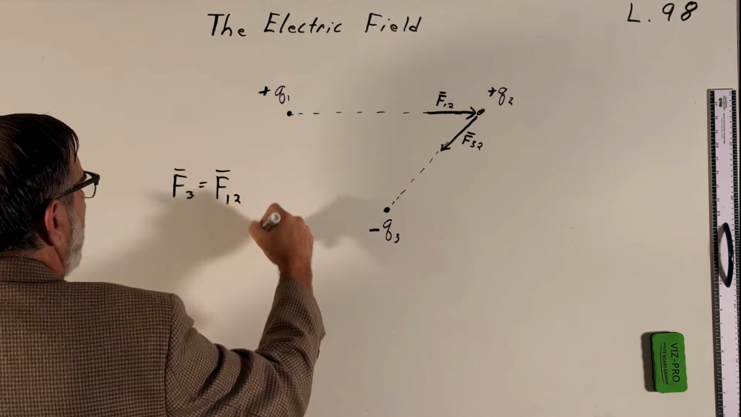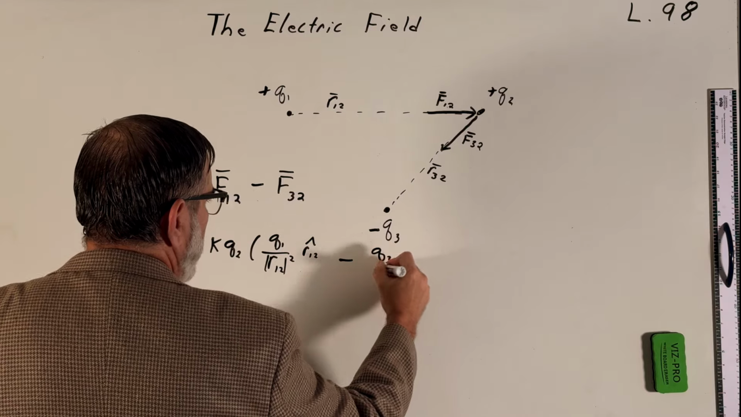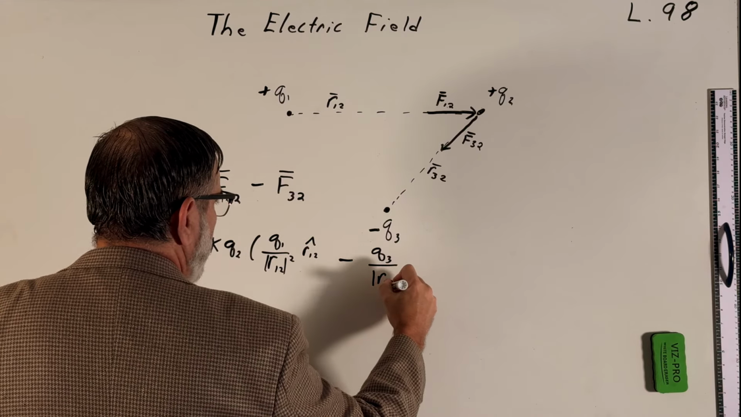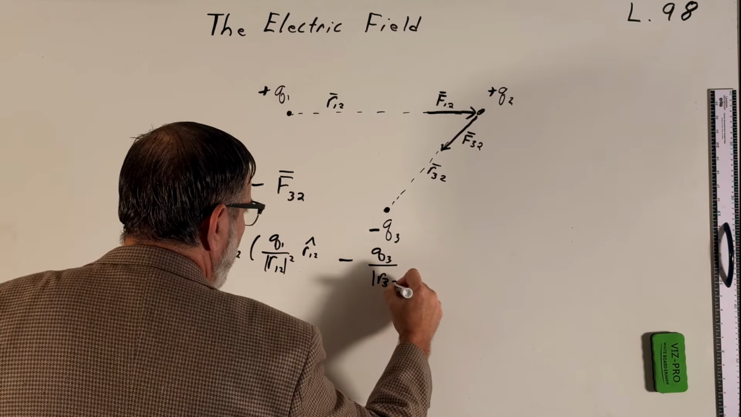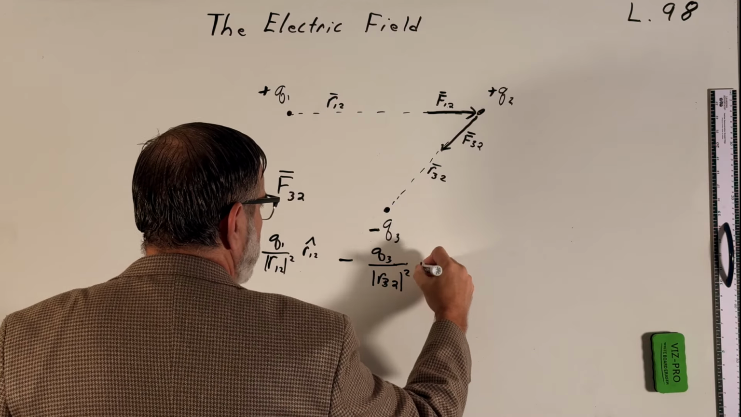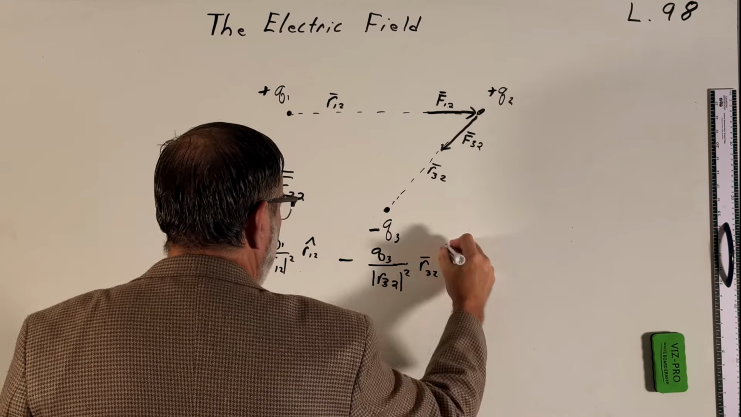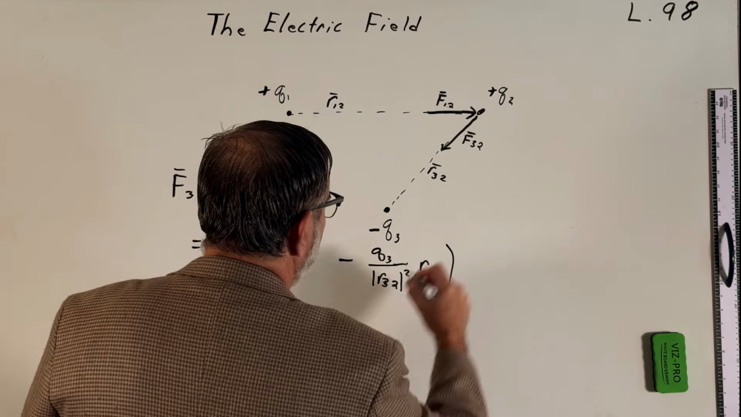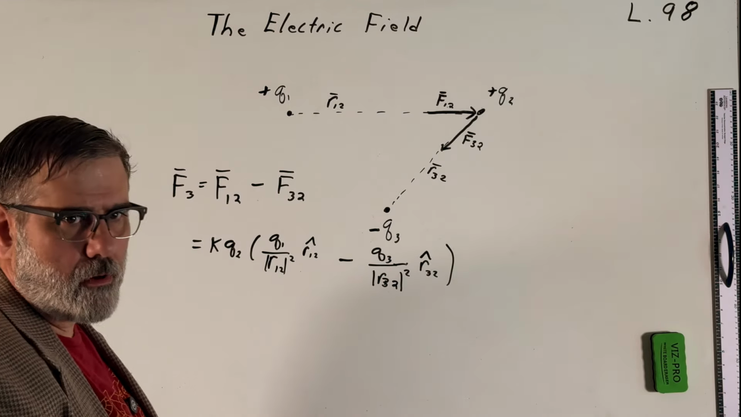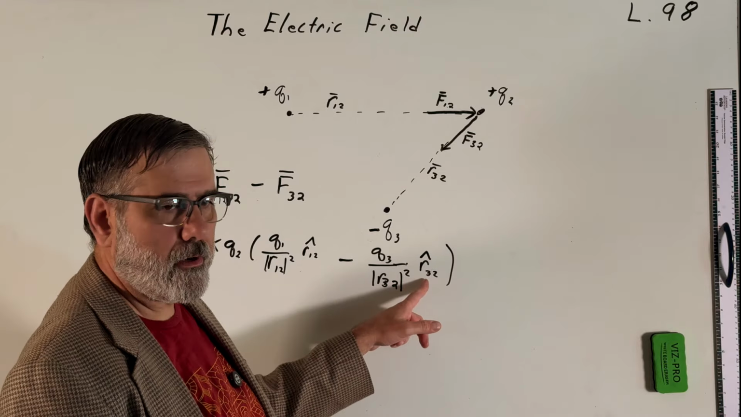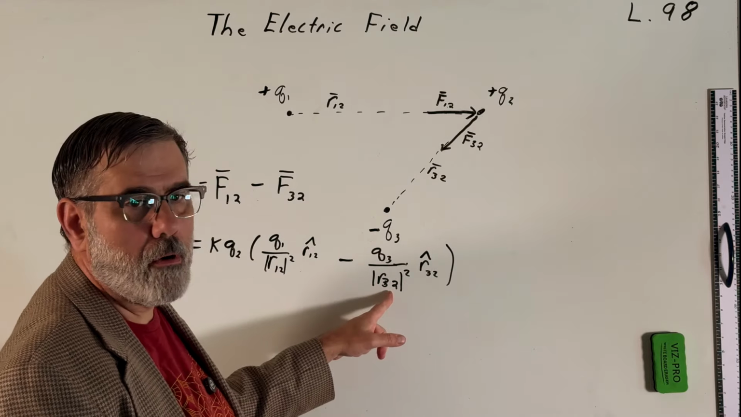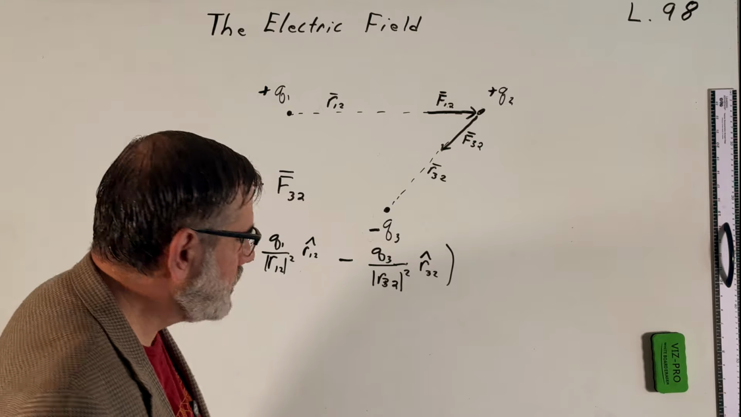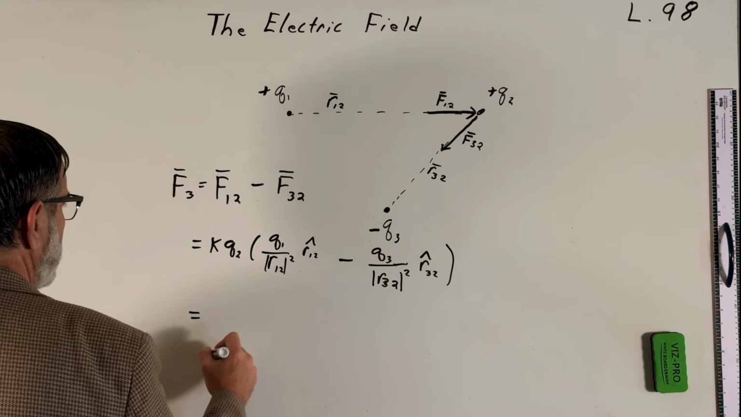Because of the charge, here I could have actually made this minus F32, since this is an attractive force, right? So minus, and this will be Q3 over R32 squared, and this is in the R32 direction. Well, this should be a hat, because it's a unit vector, it's normalized, right? Remember, if it was just the displacement vector, R32, then this would be the cube down here, okay?